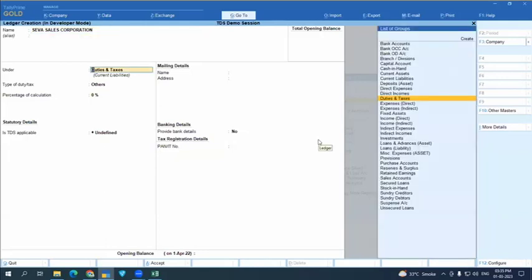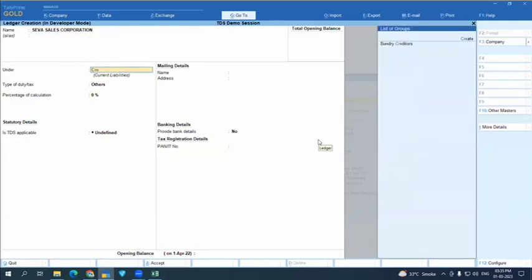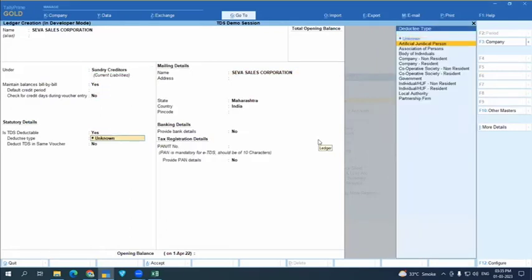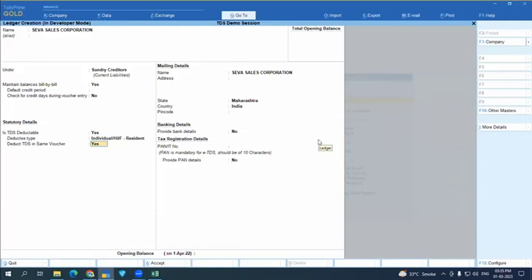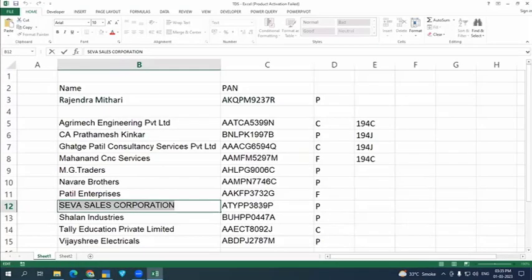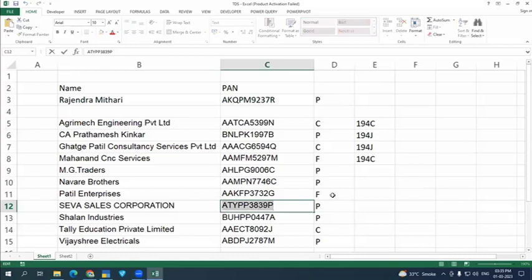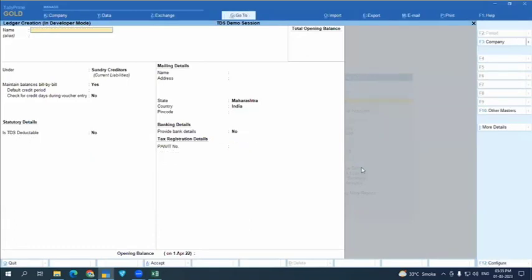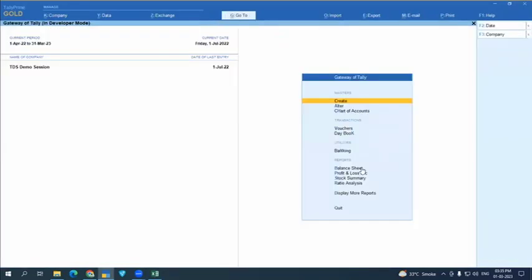Just wait, I am taking question answers also. Sundry creditors. Is TDS applicable? Yes, and it is a resident. And I have to enter the PAN number here. It is a proprietor. Paste and accept. Okay, the party is created.